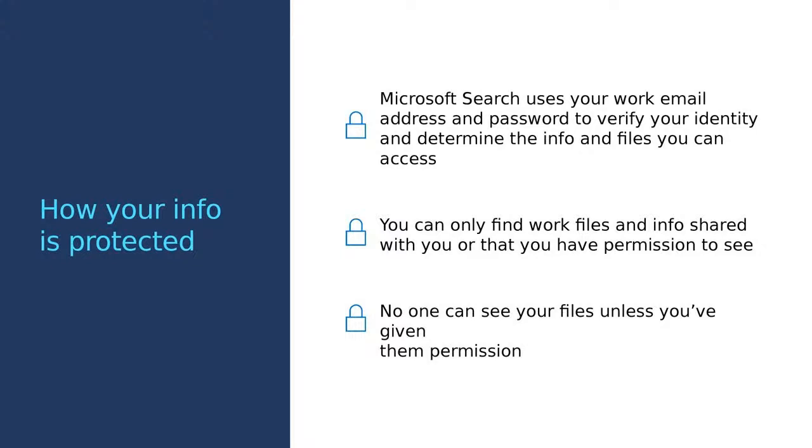So, how your information is protected. I know this is always a big concern for a lot of people, especially as we save things in the cloud and as we start to get comfortable. Microsoft Search uses your work email address and password to verify your identity and determine the information and files that you have access to. You can only find work files and information shared with you or that you have permission to see, and no one can see your files unless you've given them permission.